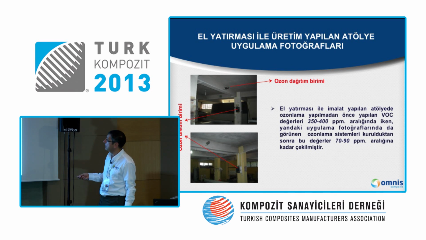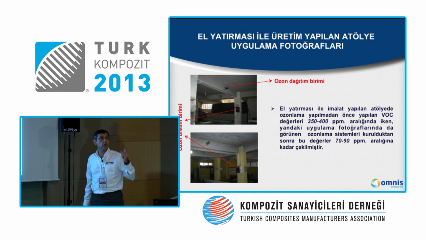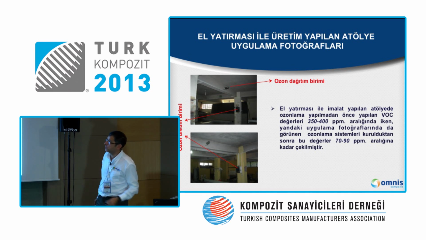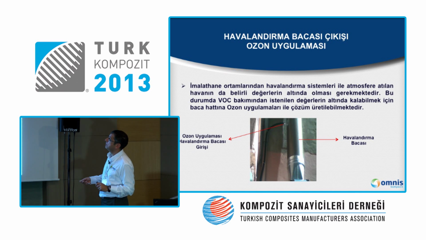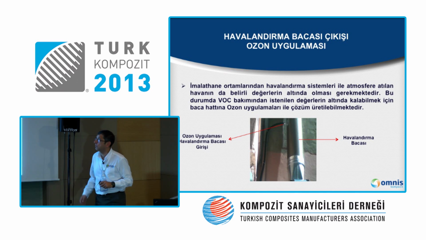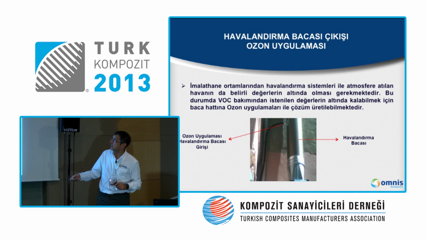The VOC levels are 350 to 400 ppm, and from that it is decreased down to 70 to 90 ppm. And what about odor? It's not possible to overcome that odor because it's a place where you constantly produce styrene. This is an SMC BMC factory. Again, there is an audit going on there. We had the opportunity to decrease the amount from 100 to 150 ppm down to 70 to 90 ppm.